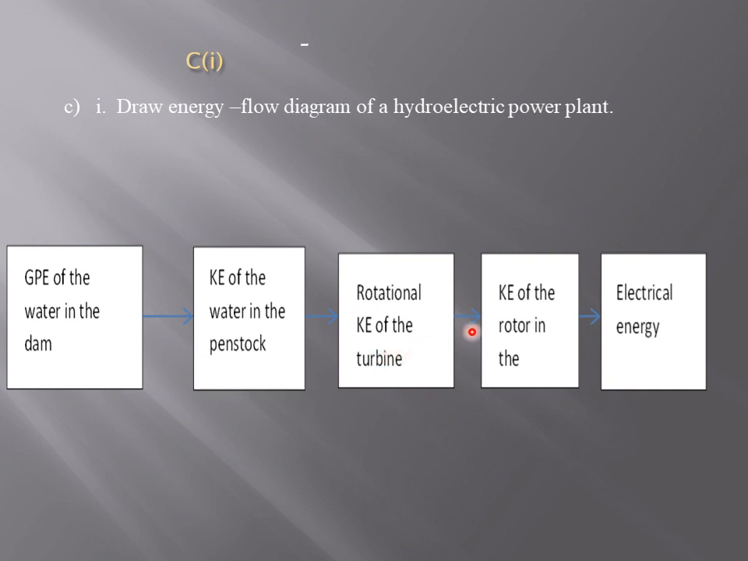Remember, the turbine is also connected to the rotor. So the rotor is sitting in between the pole pieces of a magnet. We now have the kinetic energy of the rotor in the pole pieces of a magnet, which when rotating now generates electrical energy. So we have gravitational potential energy of the dam to kinetic energy of the water in the penstock to rotational kinetic energy of the turbine to kinetic energy of the rotor in the pole pieces of a magnet, and from there now we have electrical energy.